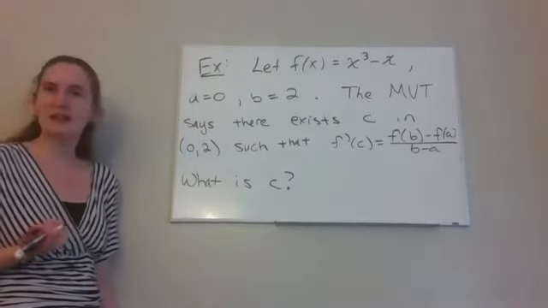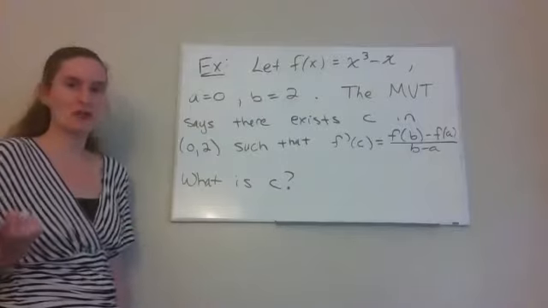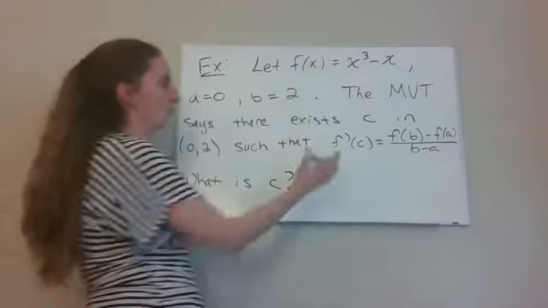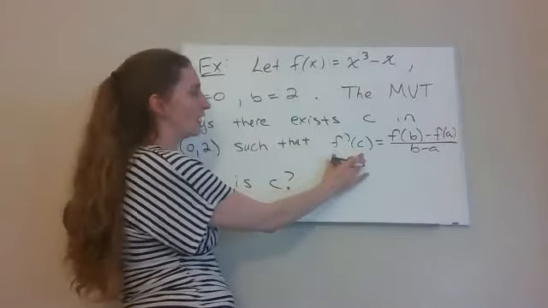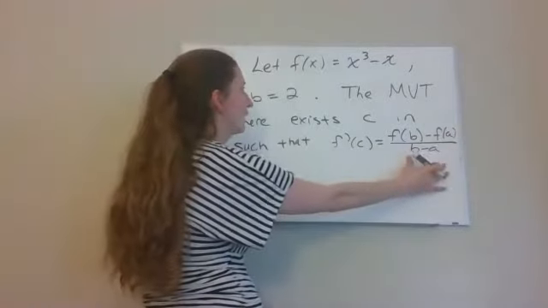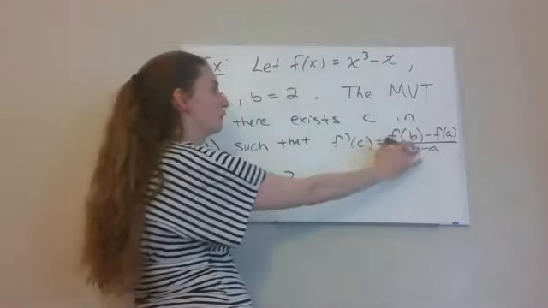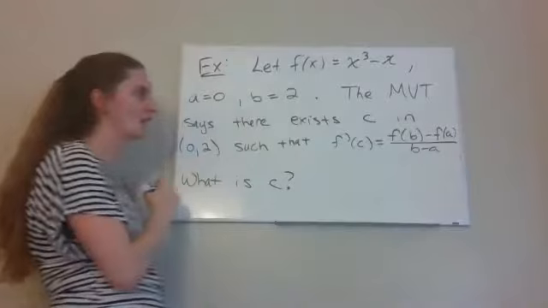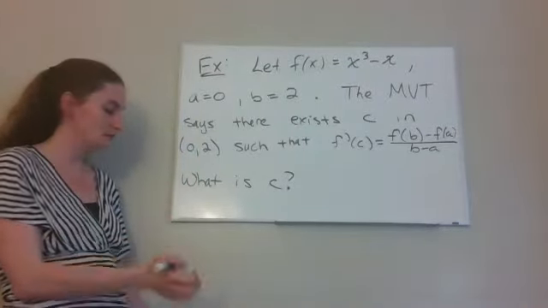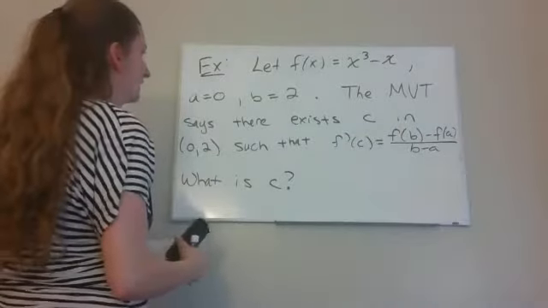So to find the C that actually comes with the conclusion of the mean value theorem, all we have to do is, on one side of this equation, we're going to find the derivative and plug C into it. And over on the other side, we're going to find our f of B and our f of A and divide it by B minus A. And then we have an equation to solve to find C. So let's set this up.